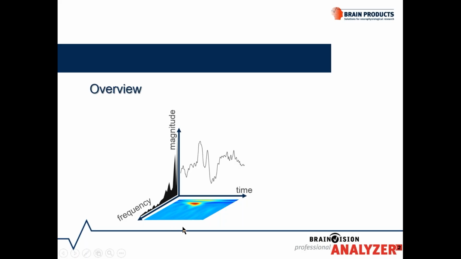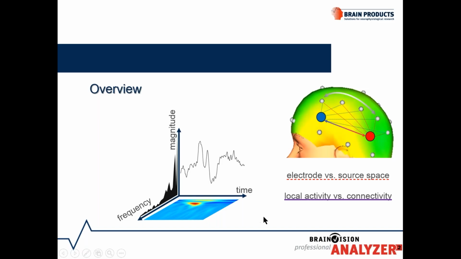A combination of these two domains is the time-frequency domain, which tells us something about the signal amplitudes, here color-coded, over time, and at the same time about frequency. In addition, we know about the locations from which we record, the electrode space. With some assumptions, we can even localize the source underneath, the source space. The last domain we can have a look at is either the activity at individual locations, or we can analyze how different areas are functionally related, analyzing the brain connectivity.